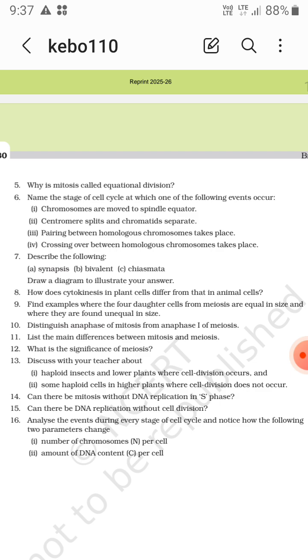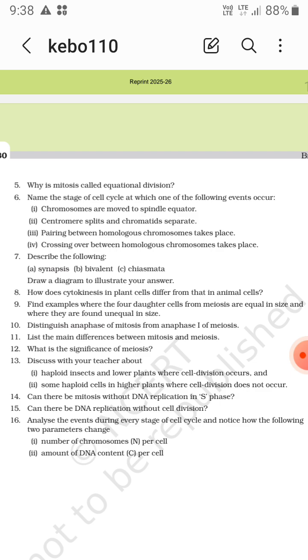Now chiasmata, it is egg shaped. When the two crossing overs happen, it's about to leave. There is formation of egg-shaped structures at the end of the chromatids. It's still attached. Okay, draw a diagram to illustrate your answer.